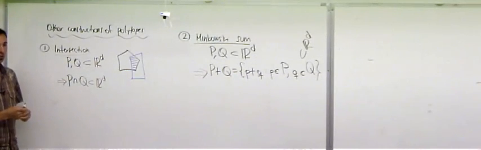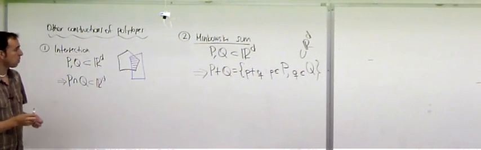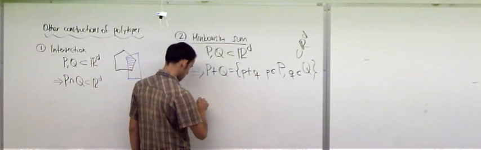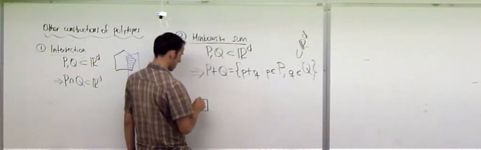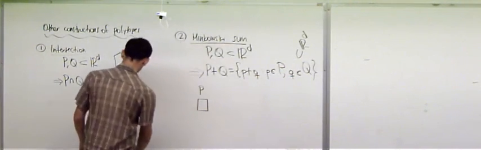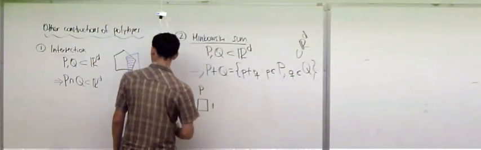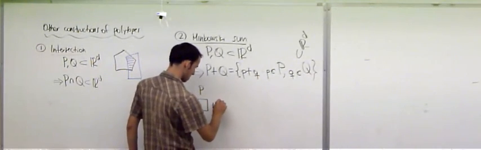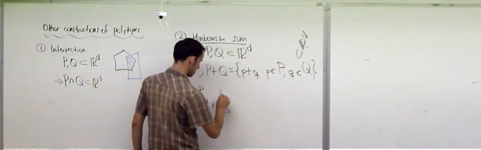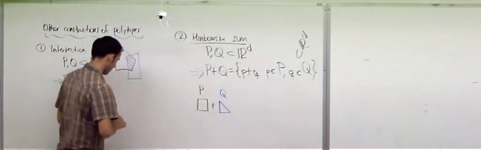But what I want to do is give you an intuition of what this actually looks like. This I have to do carefully. So let's say that I have this P, and I want to take the Minkowski sum with this Q.